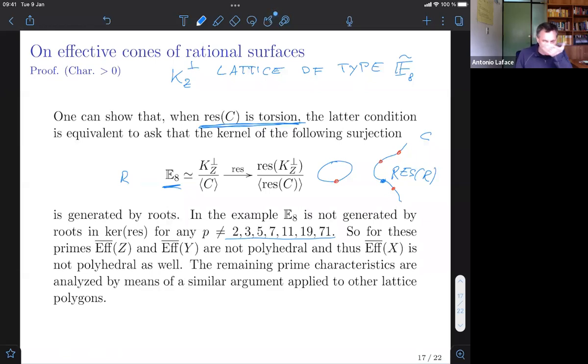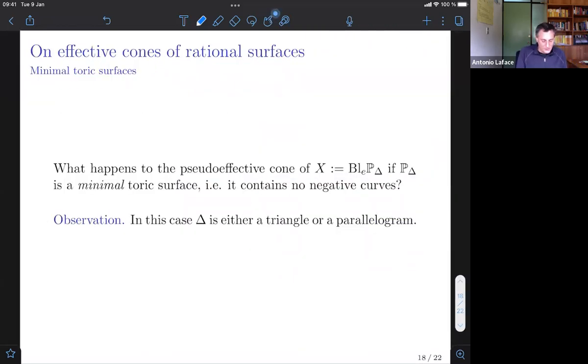So let me say something to conclude about these other special polygons with fewer edges. One interesting question is what happens to the pseudo-effective cone of X when we are blowing up a toric surface which is minimal, in the sense that it contains no negative curves. It is easy to see that in this case either delta is a triangle or it is a parallelogram.